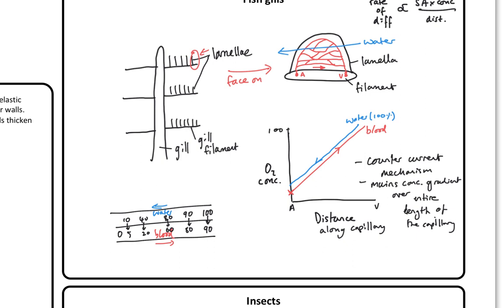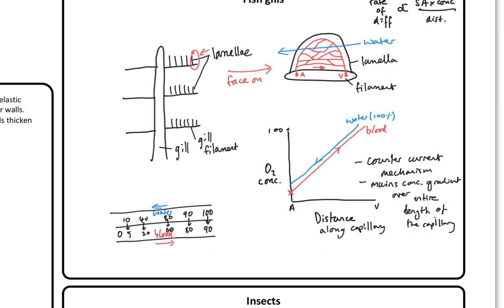Because water flows in an opposite direction to the blood, the blood's always encountering water with a higher oxygen concentration, and therefore there's always a diffusion gradient of oxygen into the blood. This counter current flow mechanism also works for heat as well. So lots of animals have this as heat exchangers in their nostrils, or birds have it in their legs.